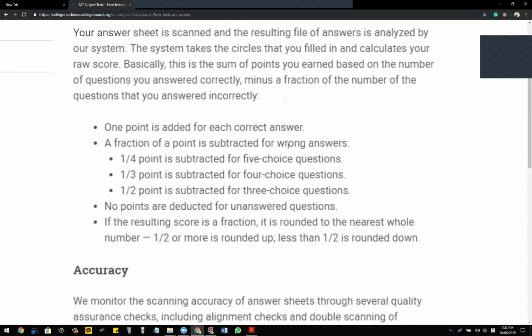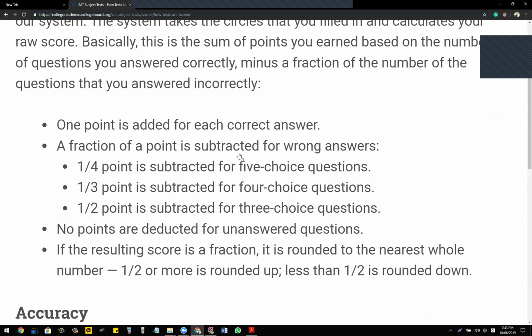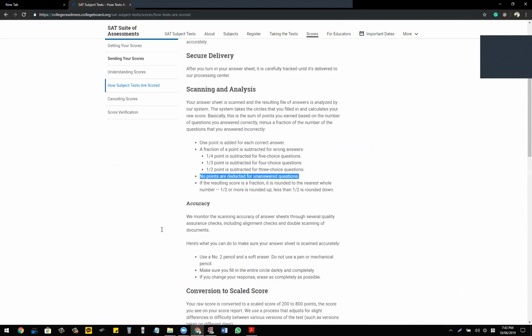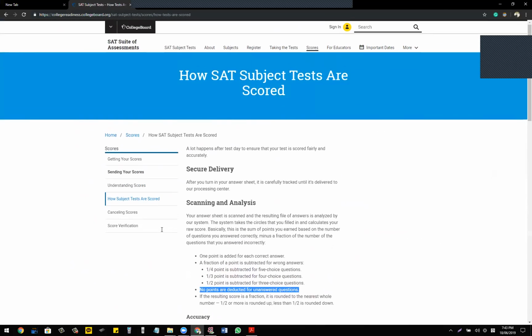Yeah, so it says what? A fraction of a point is subtracted for wrong answers. So a quarter point is subtracted if you get it wrong for 5-choice questions. No point is deducted for unanswered questions. Okay, that's interesting. So this is true for the SAT subject test.